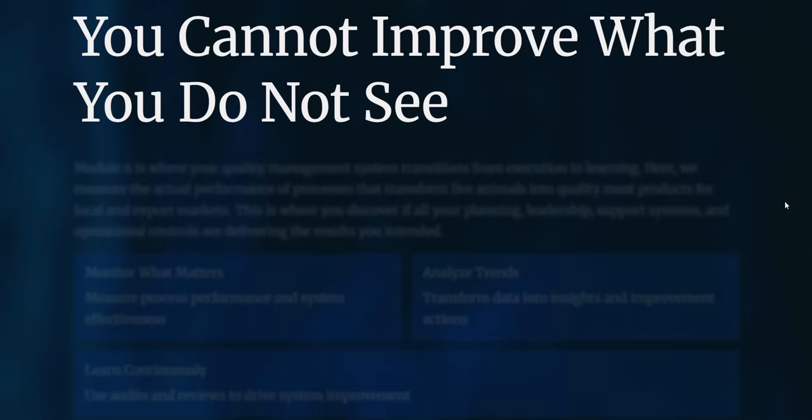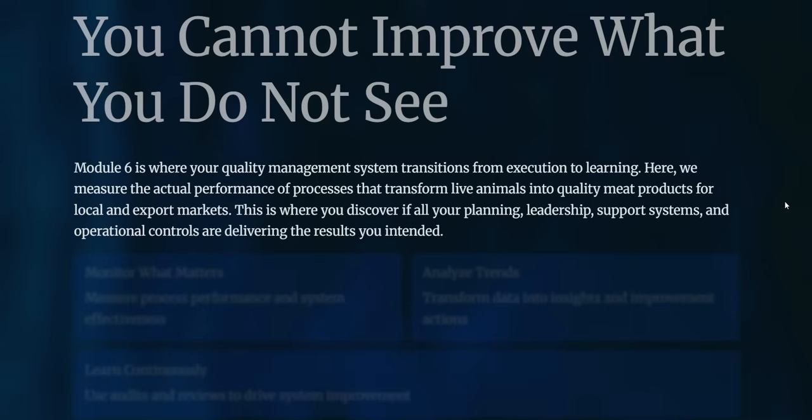You cannot improve what you do not see, and in Module 6 is where your quality management system transitions from execution to learning. Here, we measure the actual performance of processes that transform live animals into quality meat products for local and export markets. This is where you discover if all your planning, your leadership, your support system, and your operational control are delivering the results you intended.